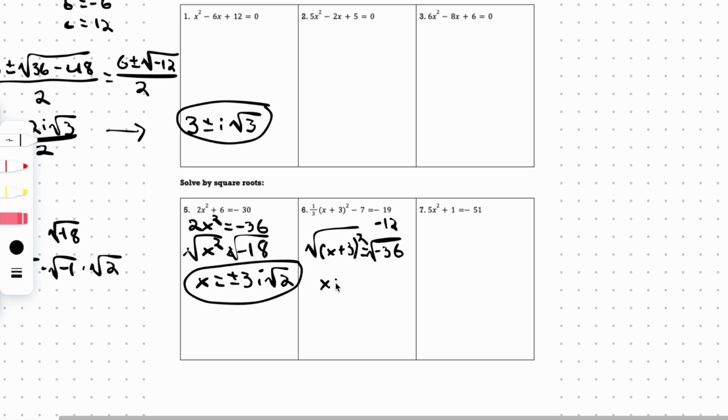We get x plus 3 equals, now the square root of negative 36. Well, the square root of 36 is just going to be 6, but we have this negative, so we have to say 6i. So remember that plus or minus, because the square root of 36 is plus or minus 6. And now we just move this 3 over. So we have x equals negative 3 plus or minus 6i. And all of this is written with our imaginary term being our second term.